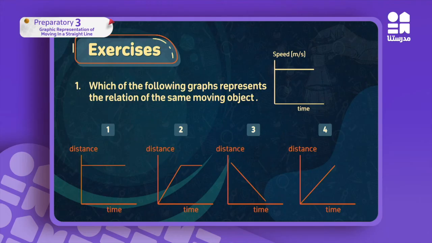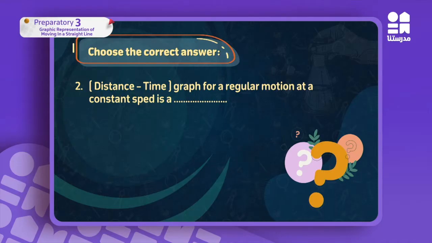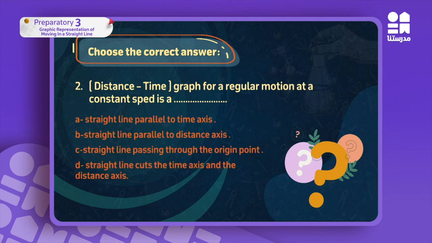آخر واحدة represents the speed اللي هي uniform speed. So another question. Choose the correct answer. Distance time graph for a regular motion at a constant speed is a straight line parallel to the time axis. تاني كده أنا بفكر وعلى طول أفتكر في دماغي هو الجراف distance time ولا speed time؟ قال لي distance time.